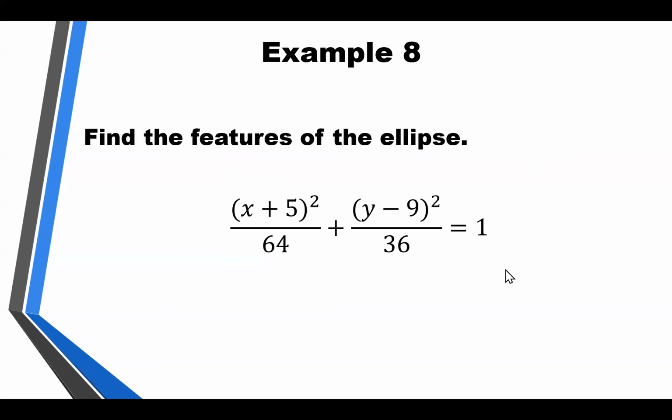Let's try another example. In example 8, it asks to find the features of this ellipse. Now you may say, which features are we talking about? Well, the features that we had listed on the information slide. So the center, the vertices, the co-vertices, the lengths of the major and minor axis, the foci, and the eccentricity. Push pause on the video if you'd like to try this on your own. Otherwise, in a couple of seconds, I will do it.